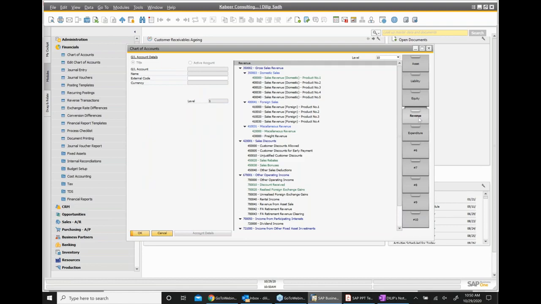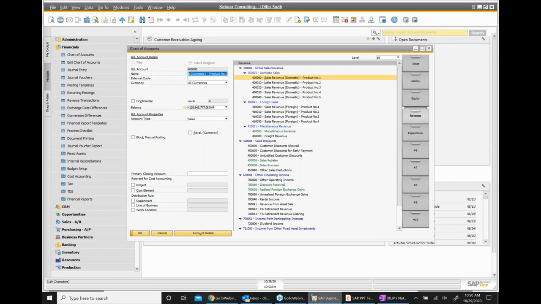Then we go to revenue. You see the revenue comes from sales. We see that this account is my revenue account. So my revenue account, this is what you have, 120,000.